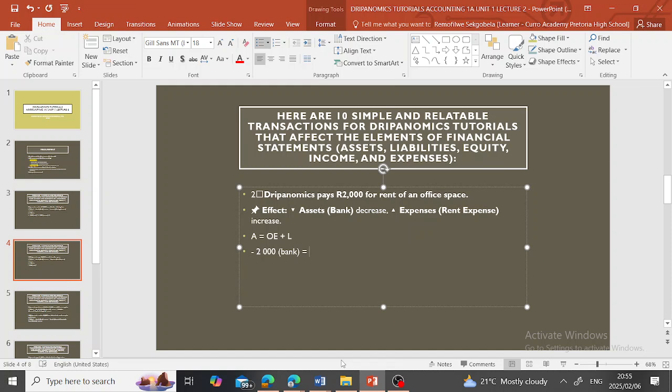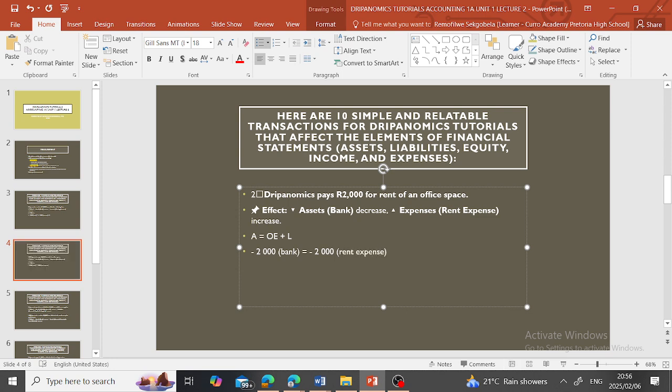Don't worry, we are here. Also, equity decreases. Yes. Minus 2,000, and then what account is affected? It's right there. Which account? I think income decreases. No, there's no income here. Look at the effect part. It says expenses, and then in brackets it says what? Rent expense. Exactly. So it's going to be rent expense.